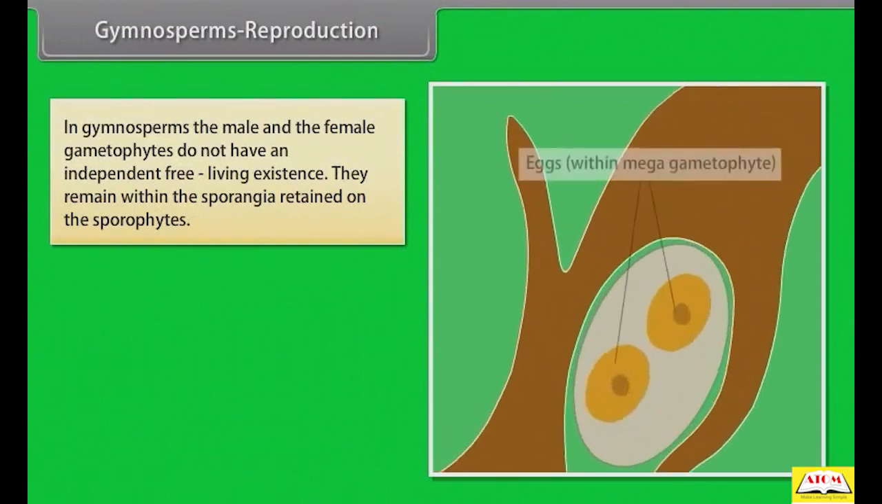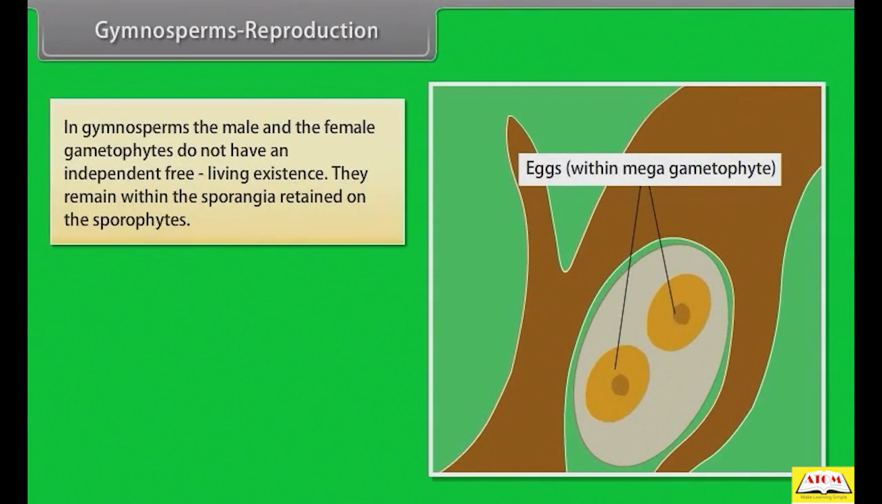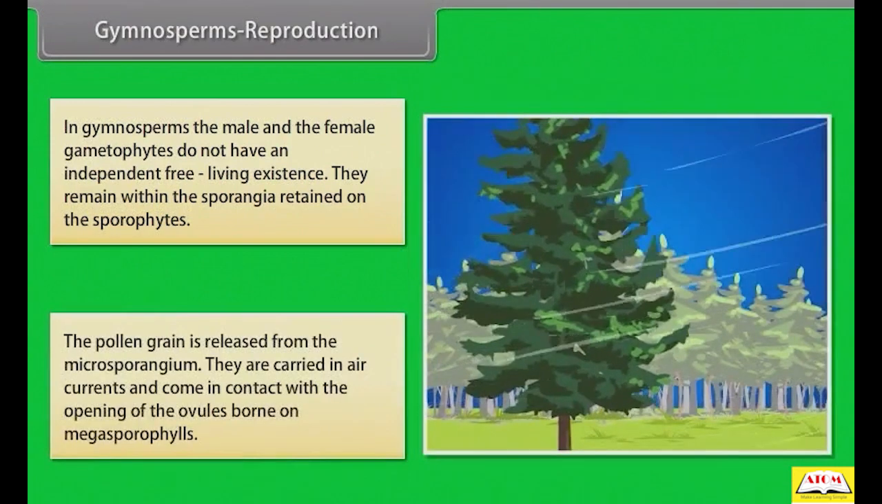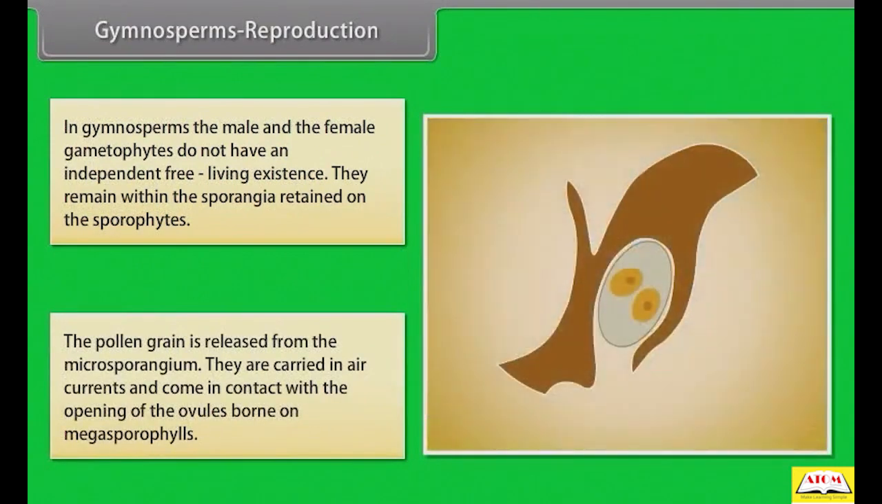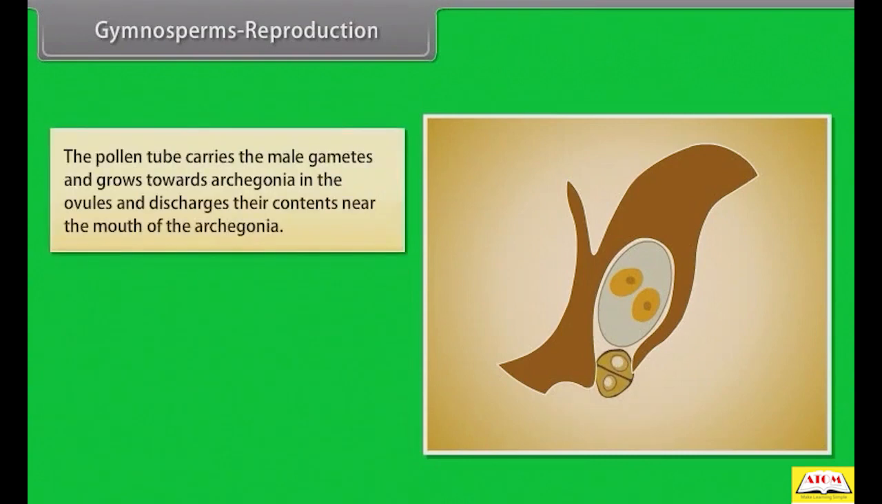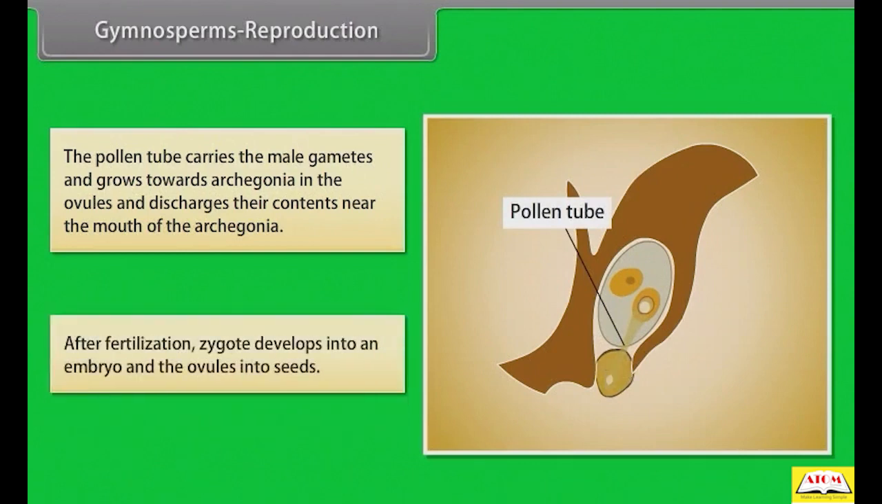In gymnosperms, the male and the female gametophytes do not have an independent free-living existence. They remain within the sporangia retained on the sporophytes. The pollen grain is released from the microsporangium. They are carried in air currents and come in contact with the opening of the ovules borne on megasporophylls. The pollen tube carries the male gametes and grows towards the archegonia in the ovules and discharges their contents near the mouth of the archegonia. After fertilization, the zygote develops into an embryo and the ovules into seeds.